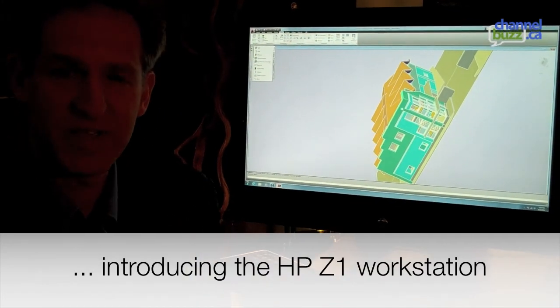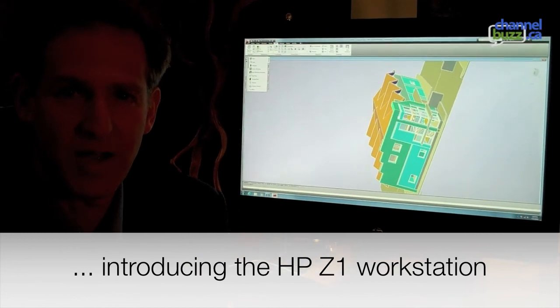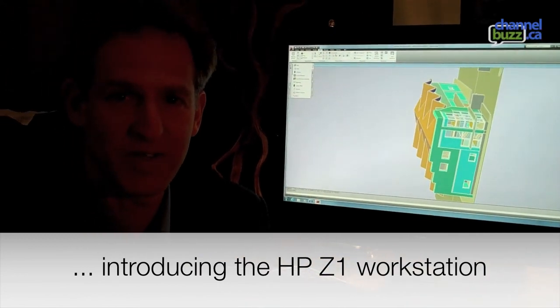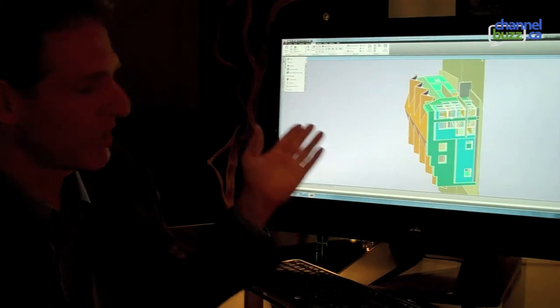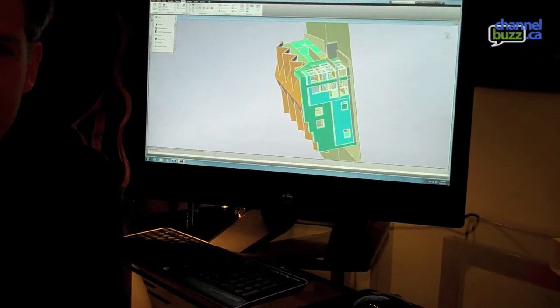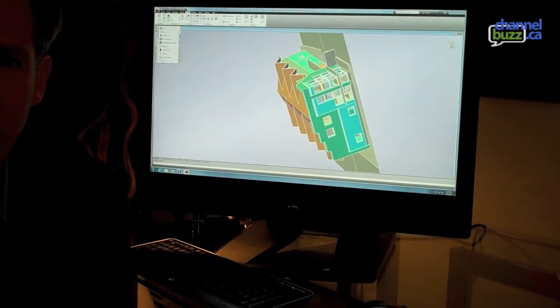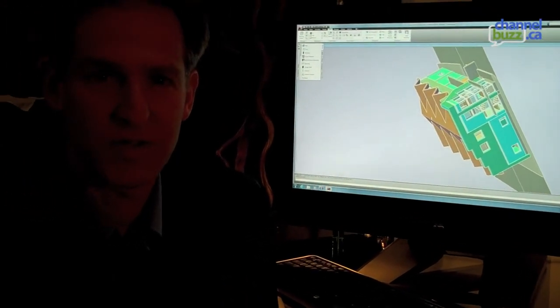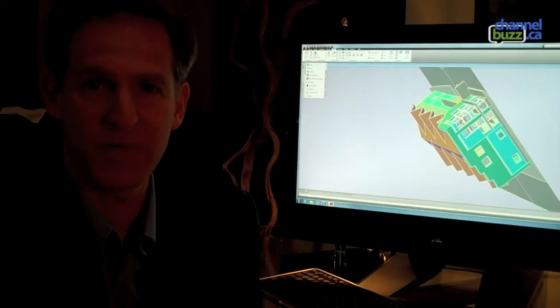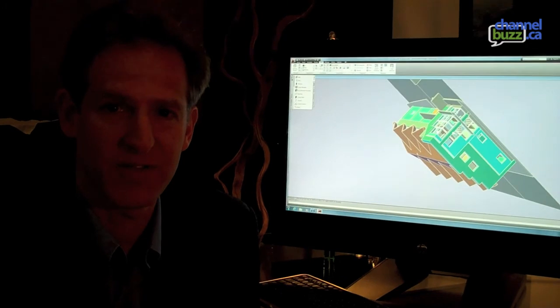Yes, this is the HP Z1. It is the first all-in-one workstation available on the market today. It is a 27-inch screen that has the workings of what you would expect out of an HP workstation. So the basis of the workstation is very similar componentry to what we offer in the Z210.